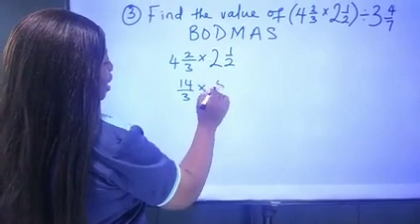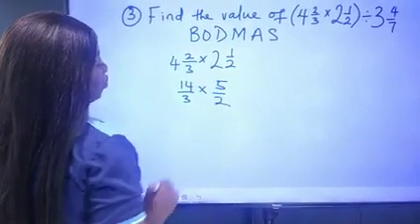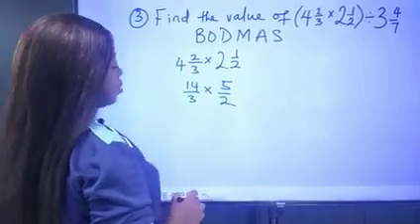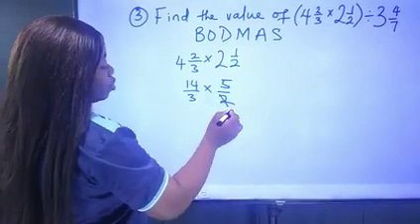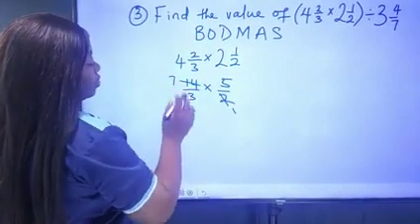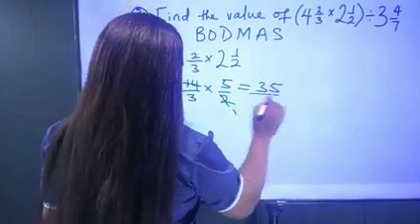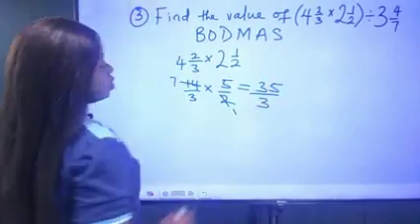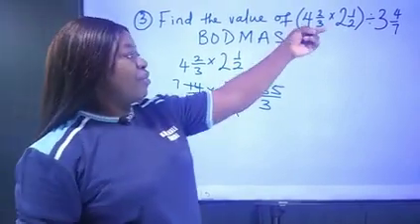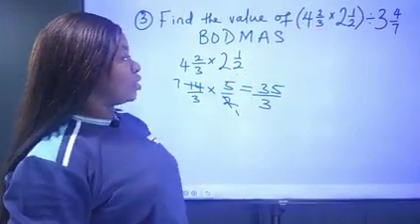4 plus 1 is 5. That's 5 over 2. So now let's see if we can reduce to the lowest term. 2 into 2 is 1. 2 into 14 is 7. So 7 times 5 is equal to 35 over 3. So that's the answer to the operations in the bracket.